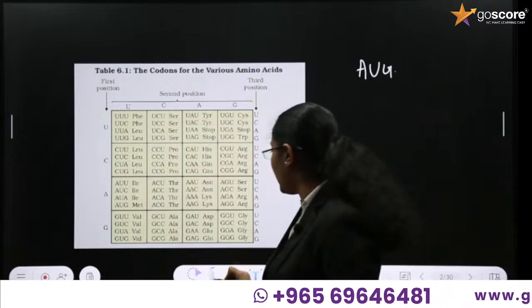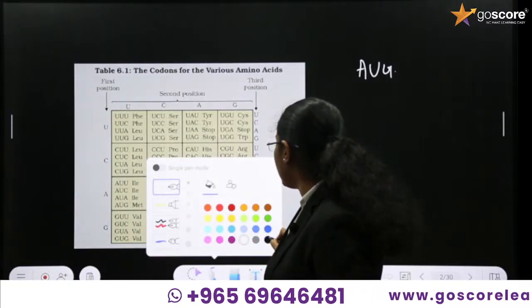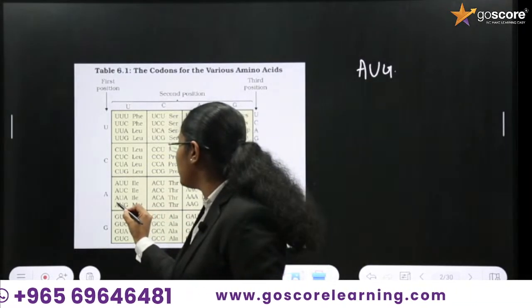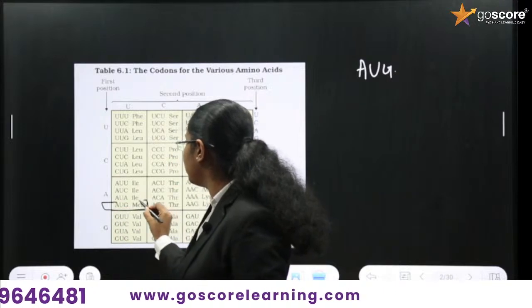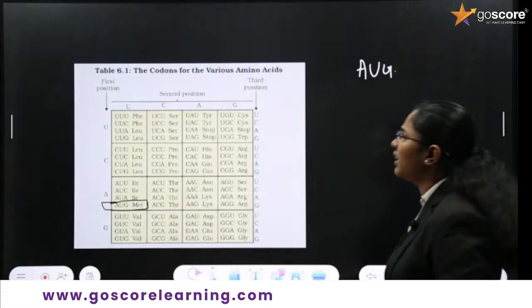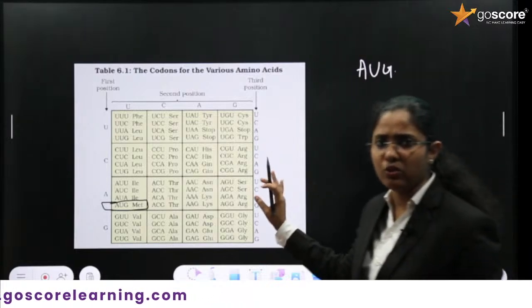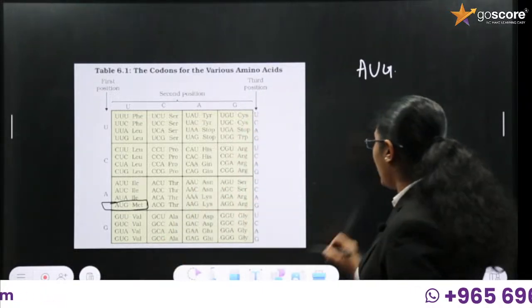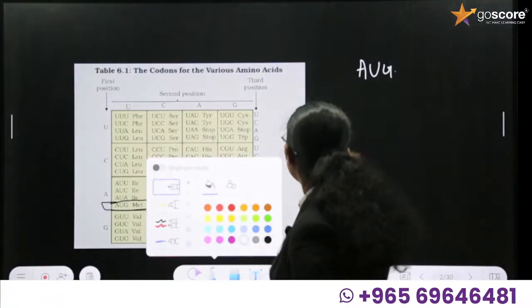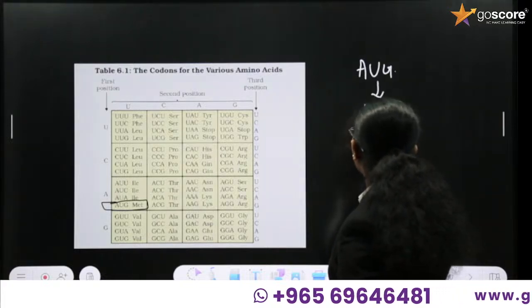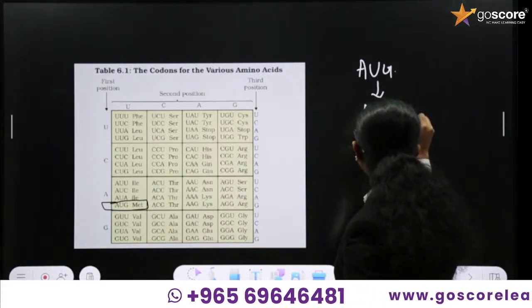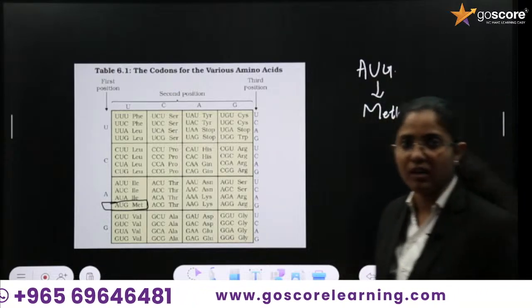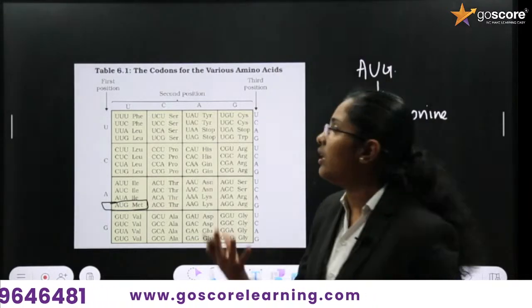You can find AUG here in this table 6.1, which is present in your textbook. So you have to take the textbook and mark what AUG is there. What does this AUG code for? AUG codes for methionine. So different codons code for different amino acids.